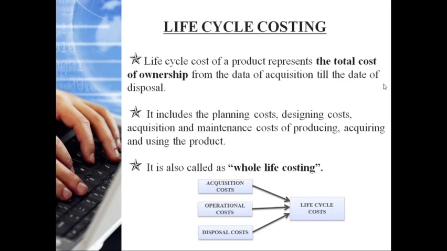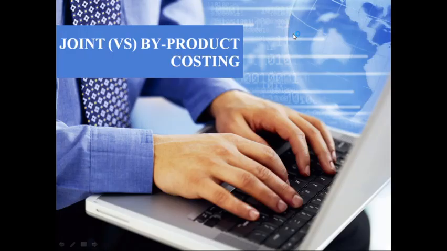So life cycle costing is wherein you're going to find out the cost involved in manufacturing the product right from planning till using the product, or from the date of acquisition till the date of disposal. If you're going to calculate the cost of the product, then it is life cycle costing. So now let's move on to the other types of costing.